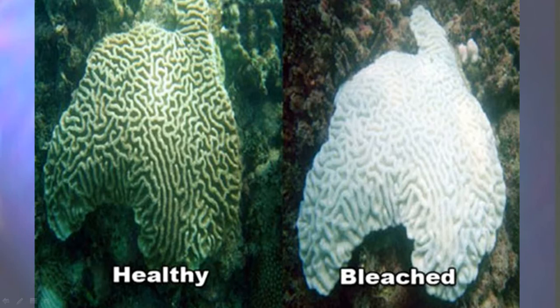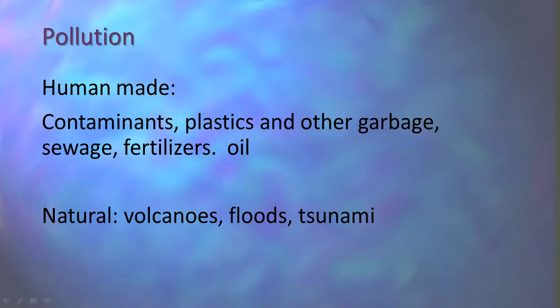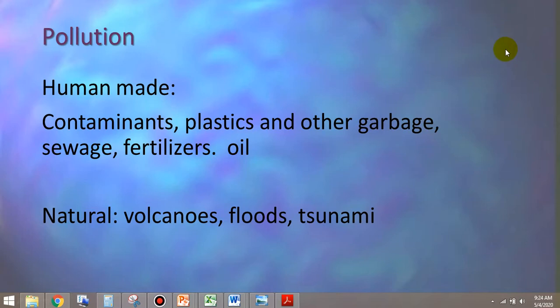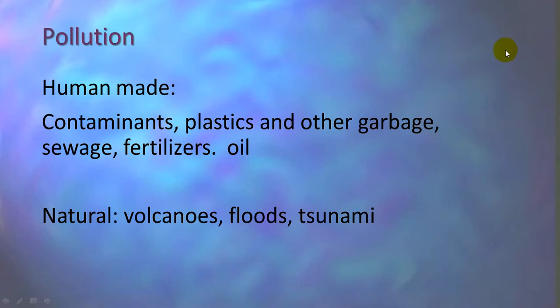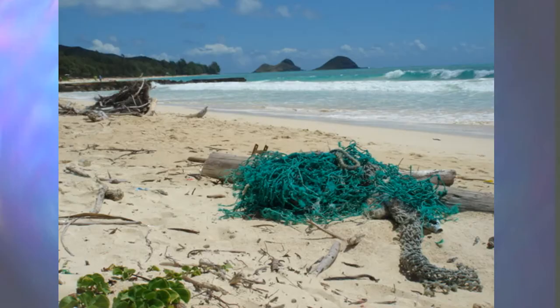You know, if you find a piece of coral on the beach, it's almost always bleached already because it was unhealthy and cracked loose. Pollution, of course, we have the stuff coming in, you know, dropping plastics, sewage coming down, fertilizers from the water sources above, from farmland above, oil. We have natural pollution from volcanoes, floods, and tsunamis.